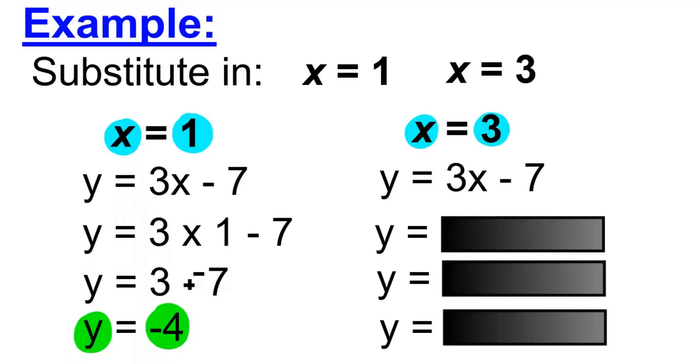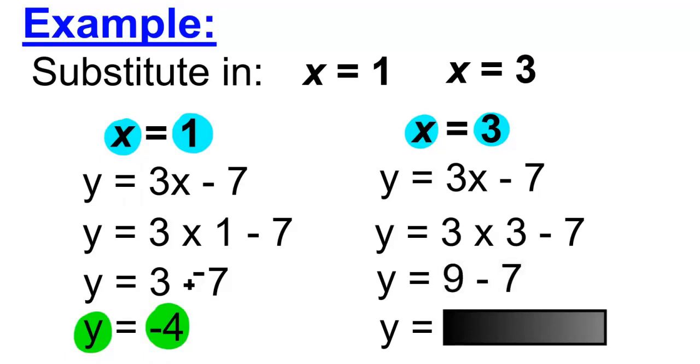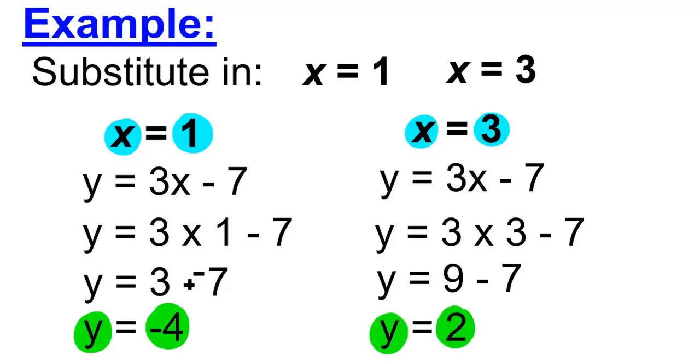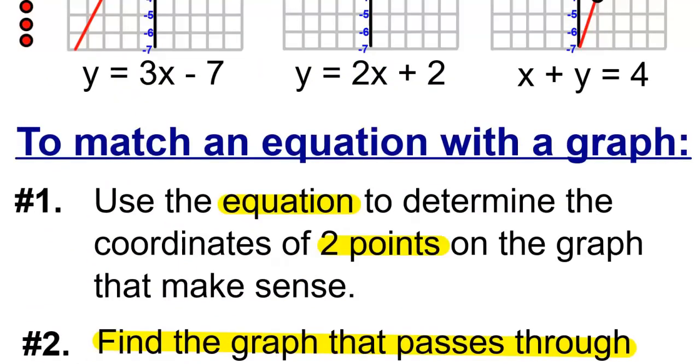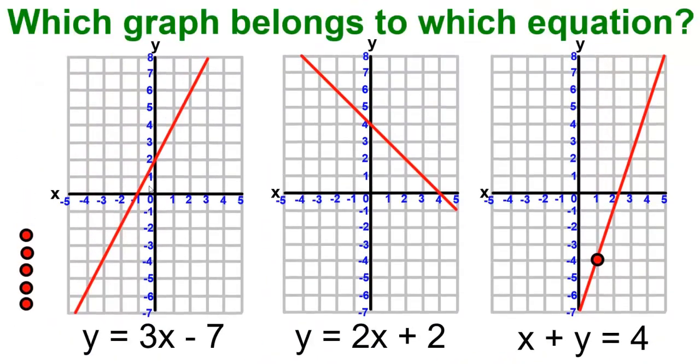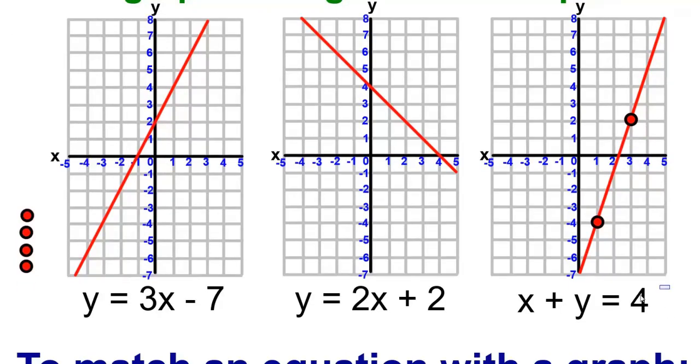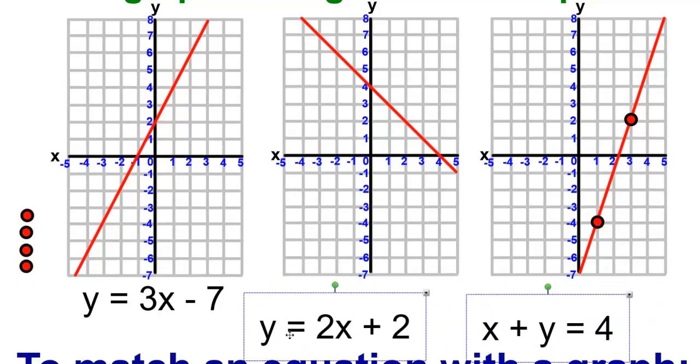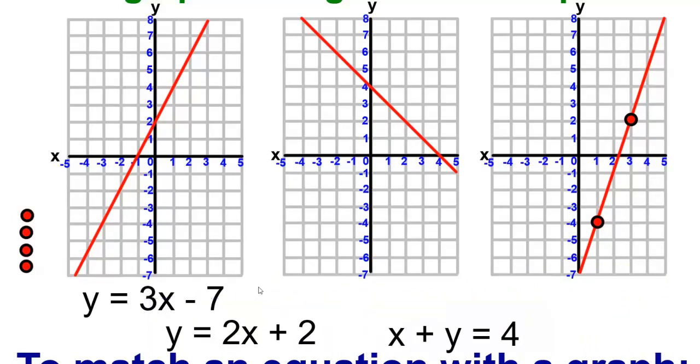We're going to replace the x with 3 and solve for y. y equals 3 times 3 minus 7. 3 times 3 is 9. So y equals 9 minus 7, and 9 minus 7 is 2. So when x is equal to 3, y is equal to 2. This should fit on the third graph. It does fit on the graph. Therefore, the equation for the third graph will be y equals 3x minus 7.